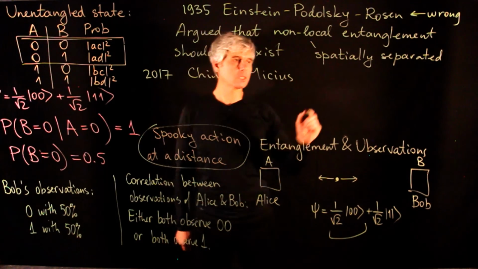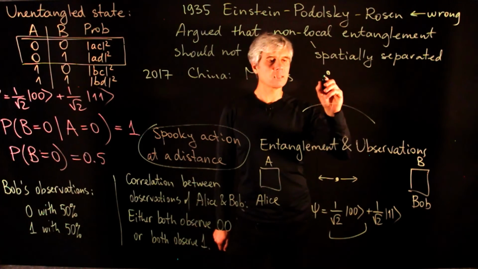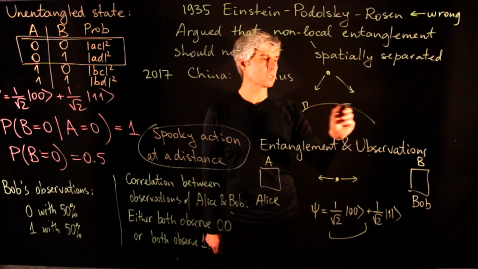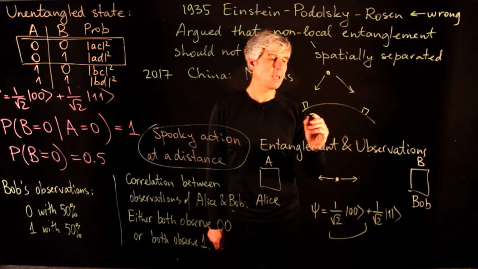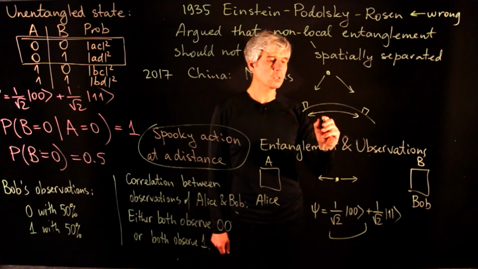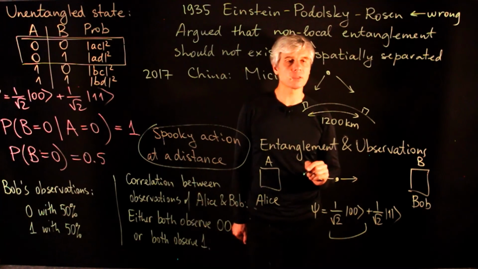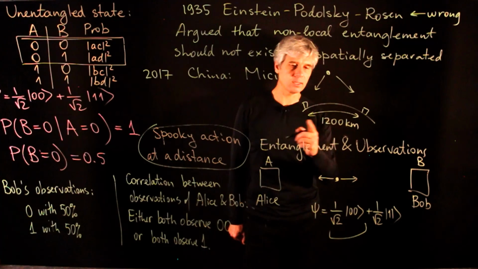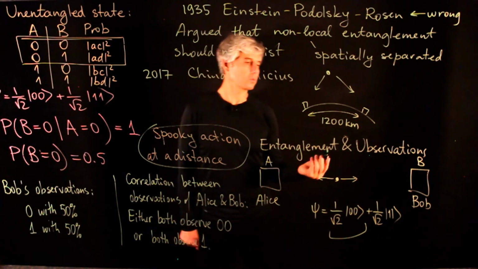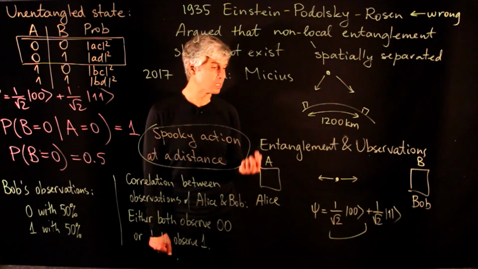What they did is, from the satellite, they would send a pair of photons, an entangled pair of photons, to ground stations in 2 different cities. And so they achieved pairs of entangled photons at a spatial separation of more than 1,000 kilometers. They verified entanglement at such a great distance. So this means that this spooky action at a distance seems to exist.